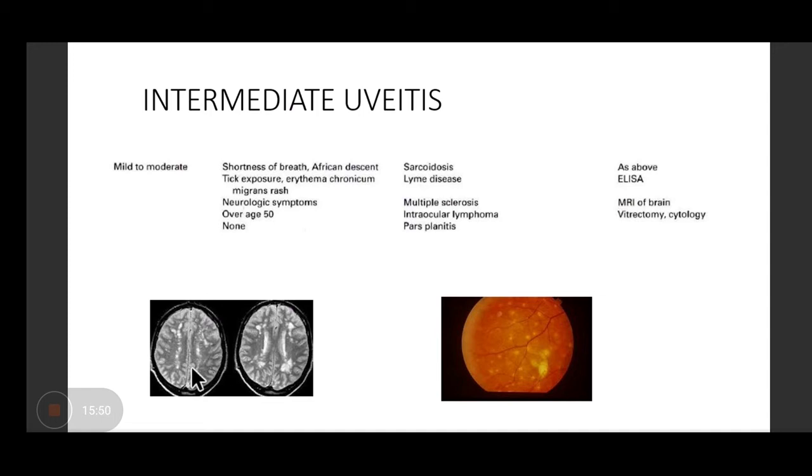If the patient is above 50 years, having recurrent attacks of uveitis and you're not able to find any cause, just dilate the patient, see the fundus, and you will see these yellow deposits. This is the intraocular lymphoma the patient is having. You will do a vitrectomy, do the cytology, and confirm the lymphoma. If it's pars planitis, which is an idiopathic inflammation of the pars plana, there's nothing really to investigate. You just give steroids and it responds really well.